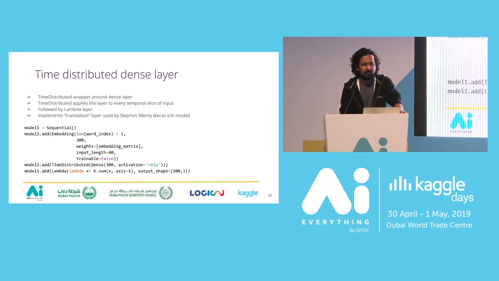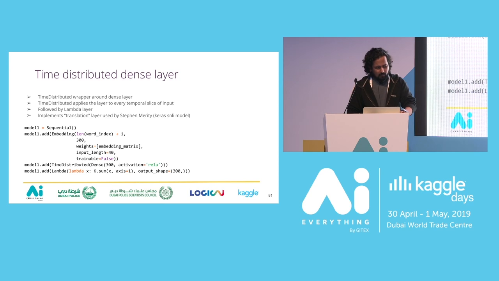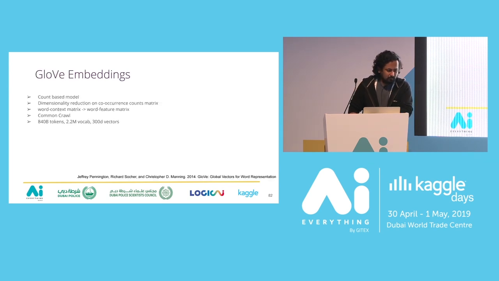I had the weights from GloVe, so I don't need it to be trainable. I use only 40 words. Then, the GloVe embeddings, I use them as initializers for weights. The ones on Common Crawl, because it has a lot of tokens. And it's based on a co-occurrence matrix, so it's a dimensionality reduction of a co-occurrence matrix.